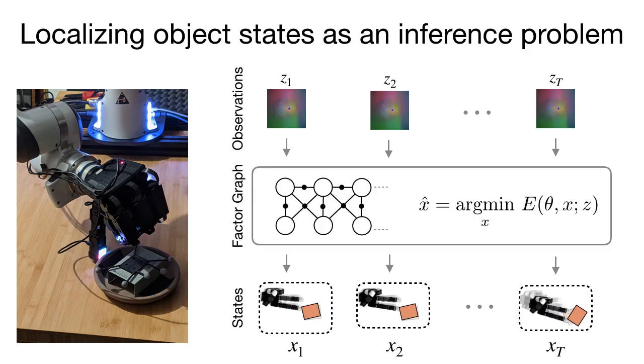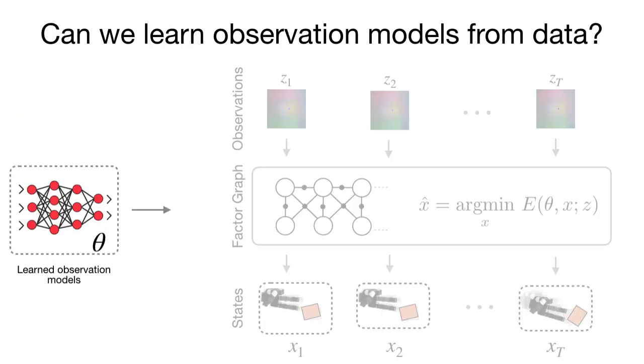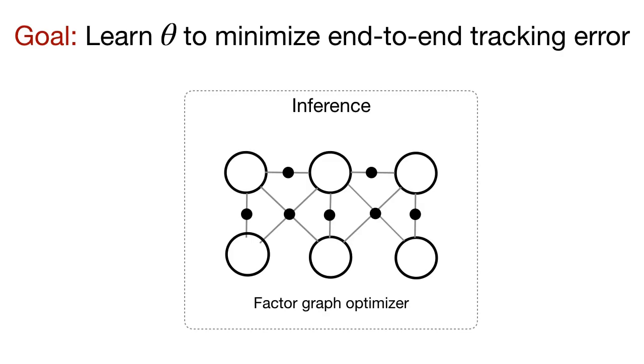A common way to solve this is as an inference problem over a factor graph, which relies on having observation models that can map between observations and states. However, image-based tactile sensors such as these produce observations that are complex and typically difficult to model. Can we instead learn these observation models from data? What would this learning look like?